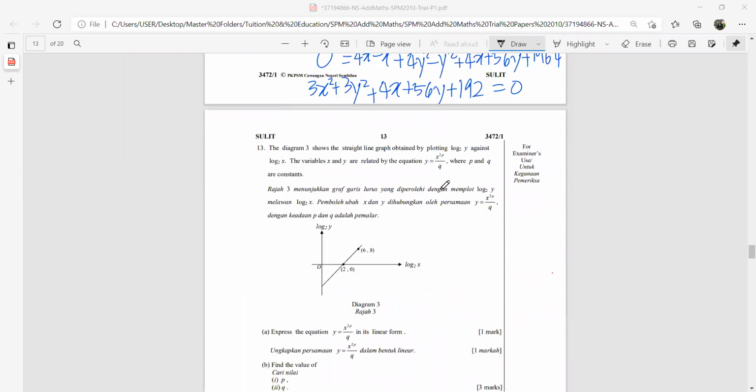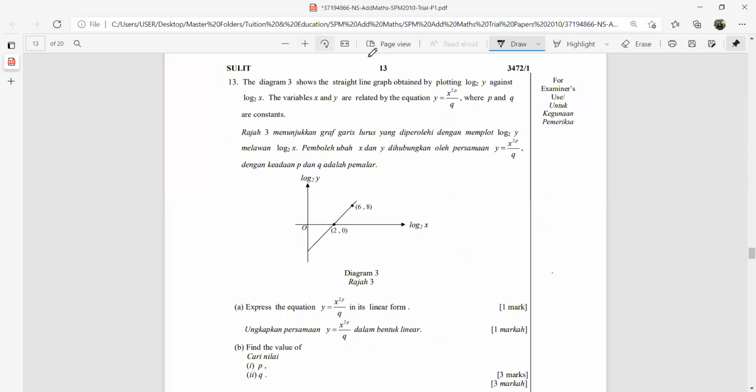Next question. Linear law. Do you like it? This is the question. You need to do it now. Next question. Okay, I give you 5 minutes to solve and get the answer easily.